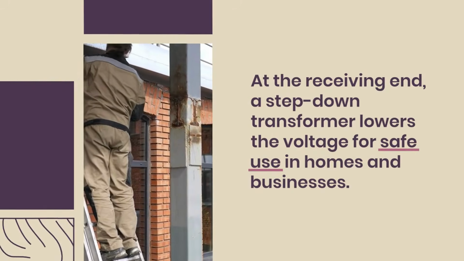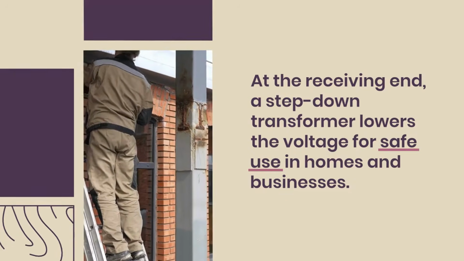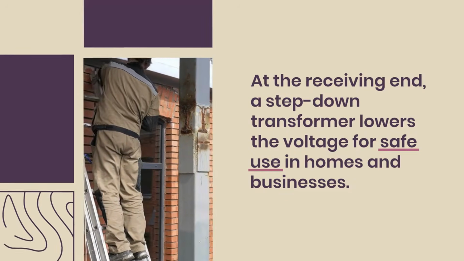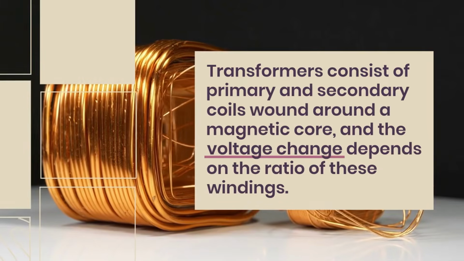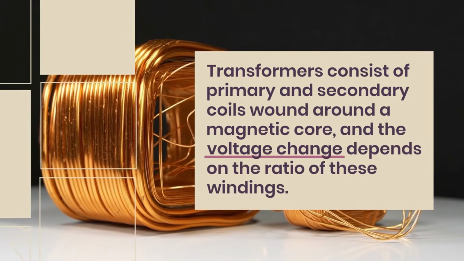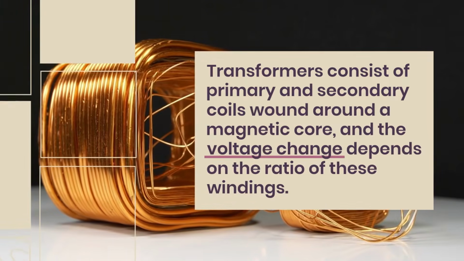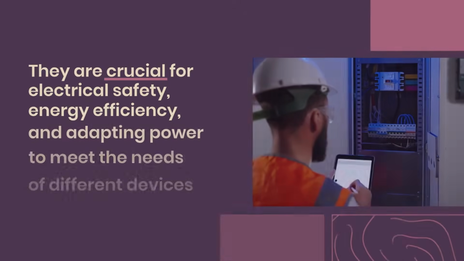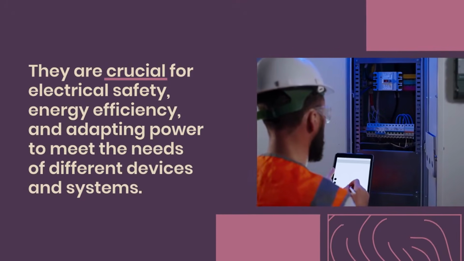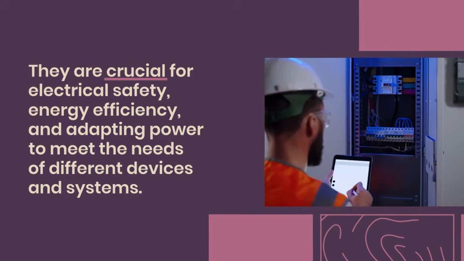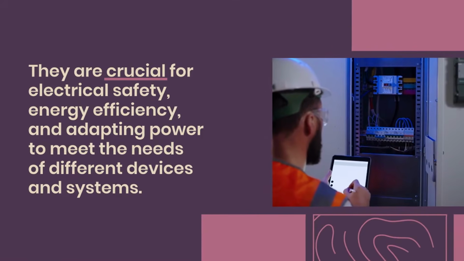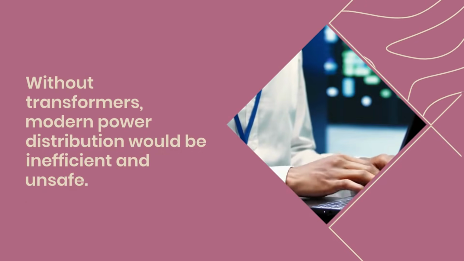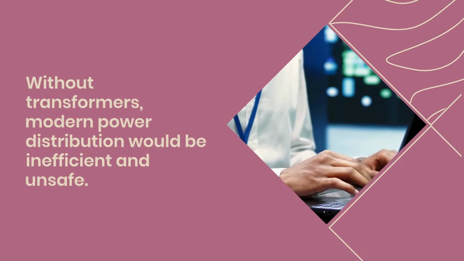At the receiving end, a step-down transformer lowers the voltage for safe use in homes and businesses. Transformers consist of primary and secondary coils wound around a magnetic core, and the voltage change depends on the ratio of these windings. They are crucial for electrical safety, energy efficiency, and adapting power to meet the needs of different devices and systems. Without transformers, modern power distribution would be inefficient and unsafe.